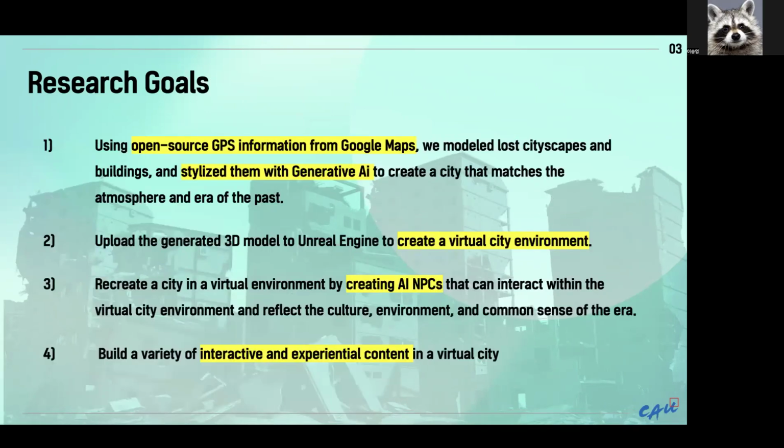Our research goals can be categorized into four main areas. First, using open-source GPS information from Google Maps, we modeled lost cityscapes and buildings and stylized them with generative AI to create a city that matches the atmosphere and the area of the past. Second, we upload the generated 3D model to Unreal Engine 5 to create a virtual city environment. Third, recreate the city in the virtual environment by creating AI NPCs that can interact in the virtual city environment and reflect the culture, environment, and common sense of the era. And last, build a variety of interactive and experimental content in the virtual city.